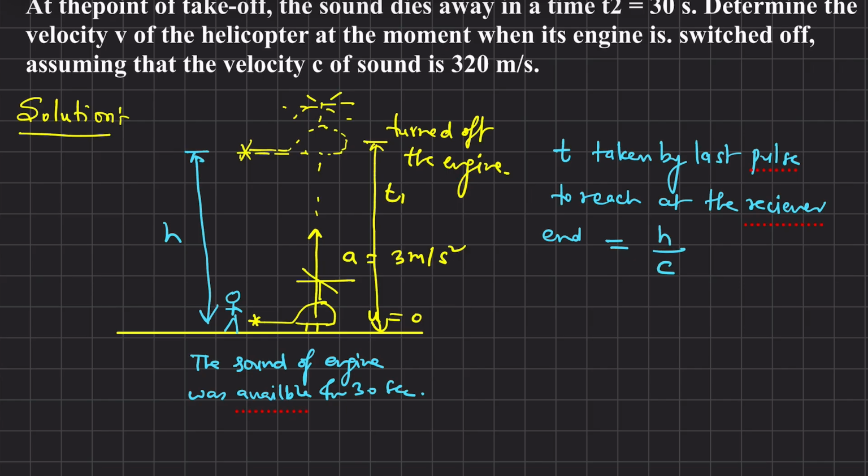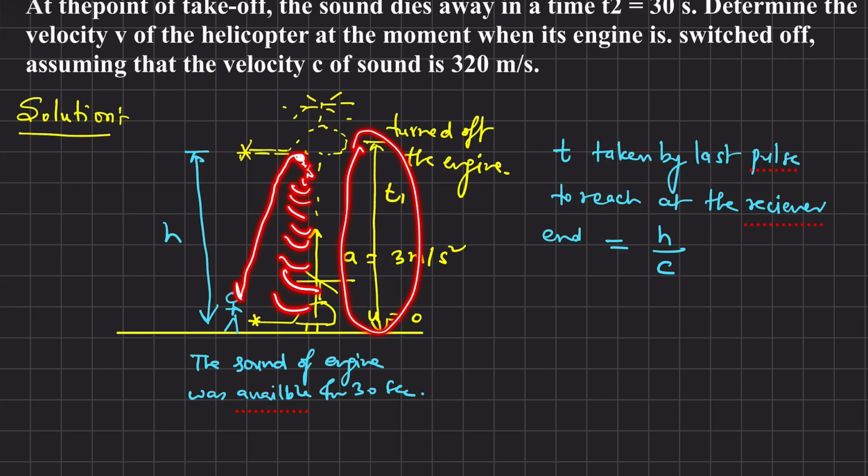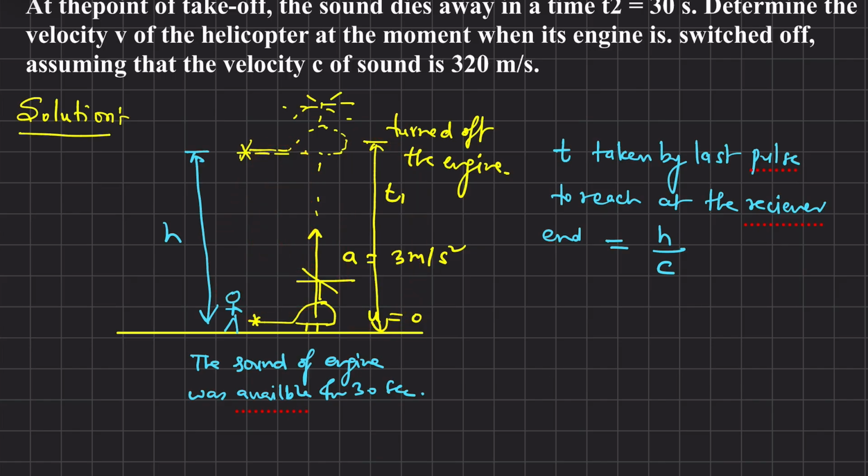And if you see, finally, this time is nothing but 30 minus t1, because up to t1 we were getting the sound continuously. But at the last, there is one last pulse that is going to come and get received. So this last pulse has taken how much time to come here? That is, of course, 30 minus t1, because up to t1 we were getting the sound continuously.